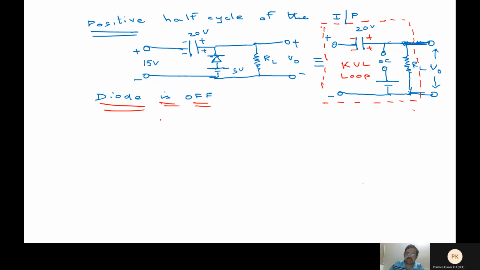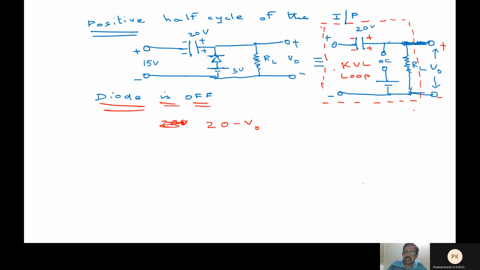From negative to positive, this becomes 20 volt. Then there is a voltage drop across the load resistor. So I will remove this and rewrite 20. I should not write 20V, it will get confused. 20 minus V0. Why minus V0? Because we are coming from plus to negative, which means we are losing our strength. Whenever it's a voltage drop, plus to minus. Voltage rise will be when it is from minus to plus.